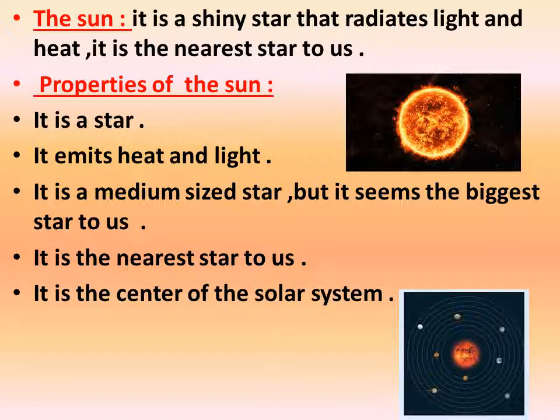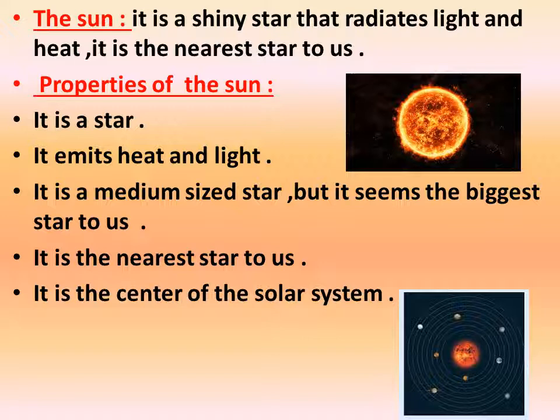It's a medium-sized star. What does medium-sized mean? But when we look at the sky, we see that the sun is very big. Okay, the sun is a medium-sized star, but it seems the biggest star to us. Why? Think about it. The sun seems the biggest star to us because it's the nearest star to us. So, the sun is a medium-sized star, but it seems the biggest because it's the nearest star to us.